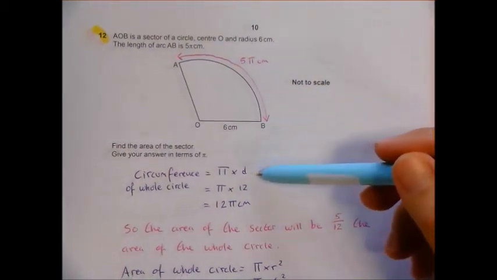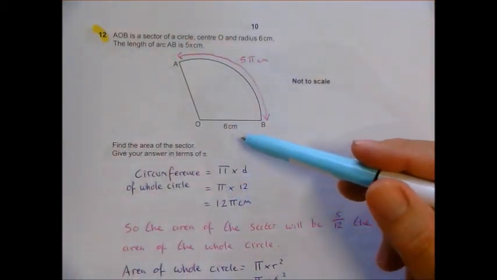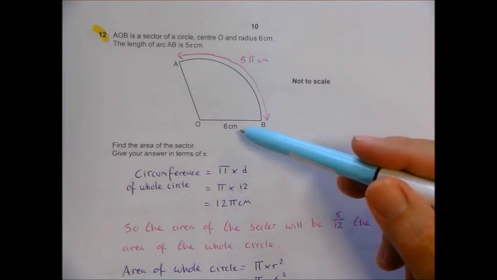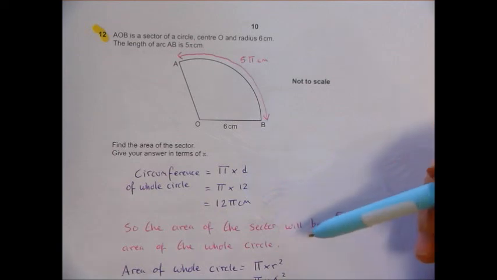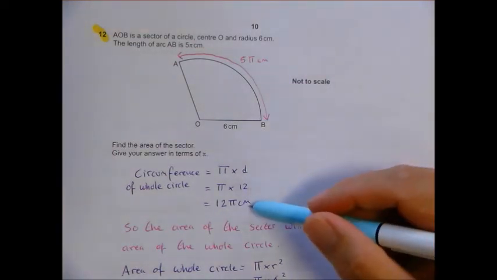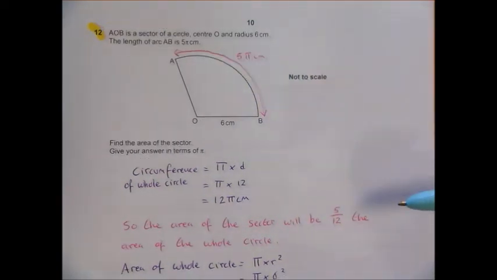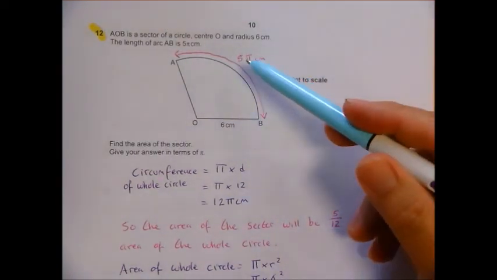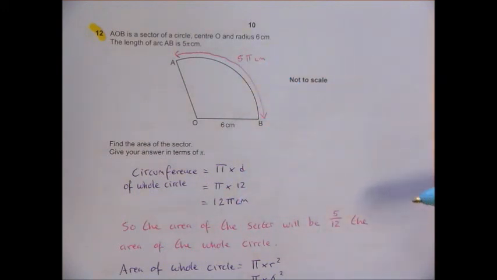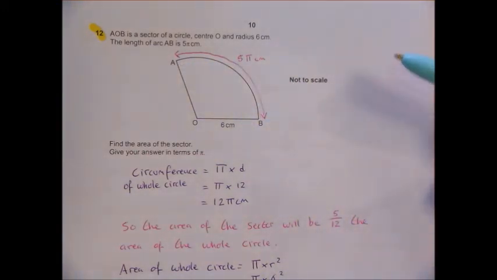So circumference is pi times diameter, and in this case the diameter is 12 because 6 is the radius, so that means 12 is the diameter. So the circumference of the whole circle is 12 pi, and this bit is 5 pi. So the area of the sector will be 5 over 12 of the area of the whole circle, because this length here is 5/12 of the circumference of the whole circle.